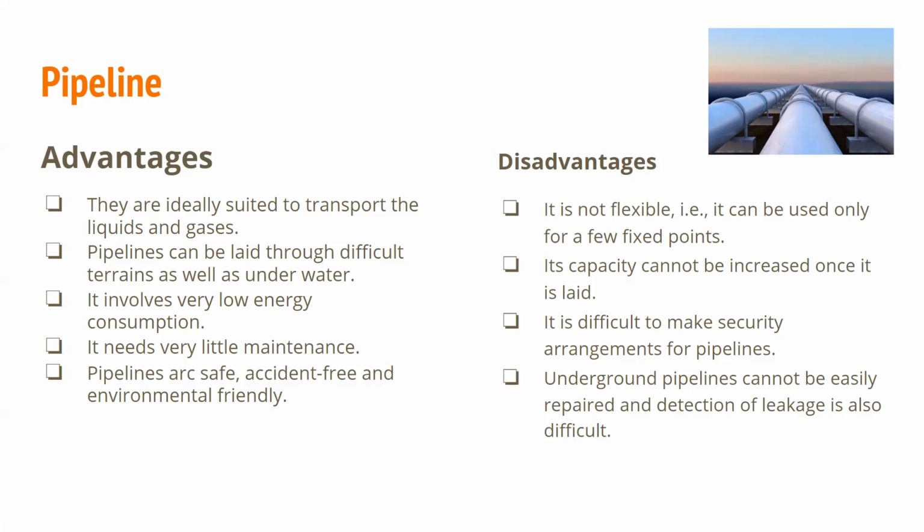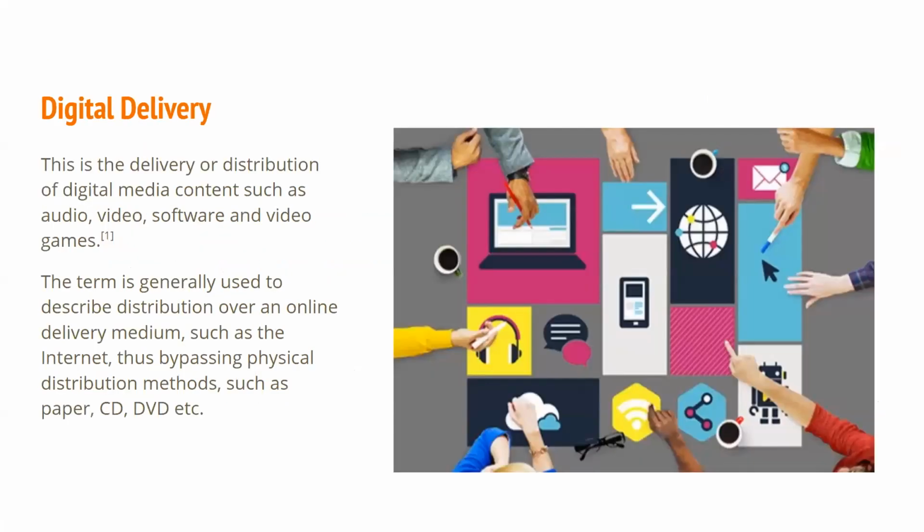because they would stretch a vast area, it is difficult as well to make security arrangements for the pipe. And then if it is running underground, it is very difficult to repair or even detect leakage, right? So that's a main disadvantage there with pipelines. And the last one that I mentioned was digital delivery.